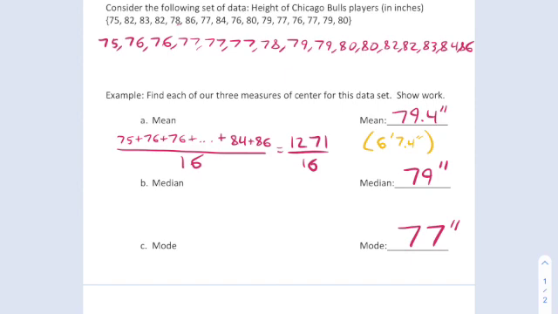If there were a tie, we would just list all of the numbers tied for the lead. So let's say there was one more 76, then we would say the mode is both 76 and 77.